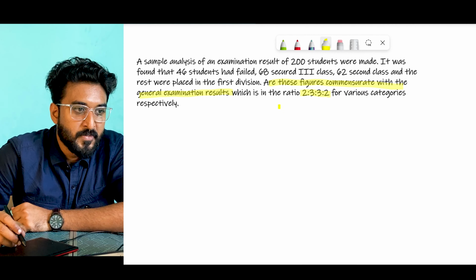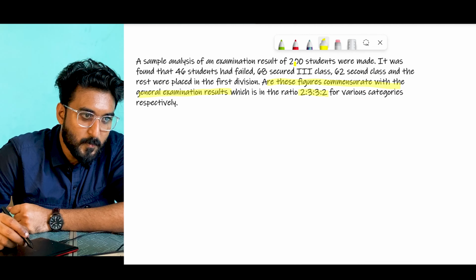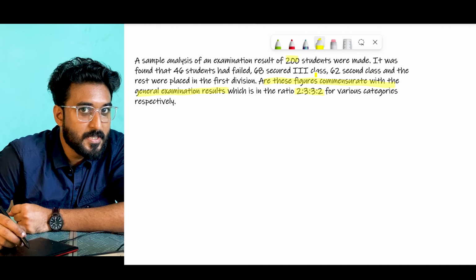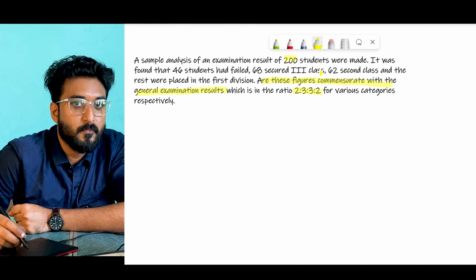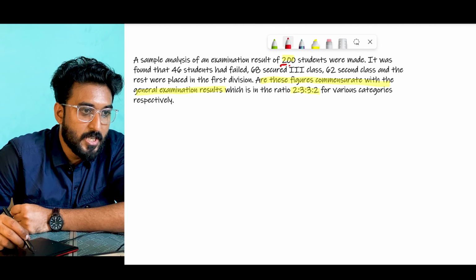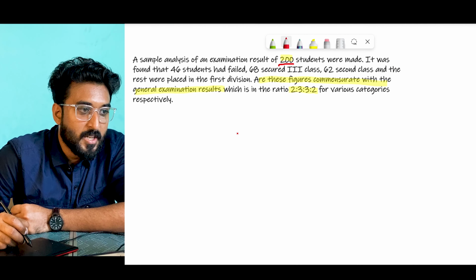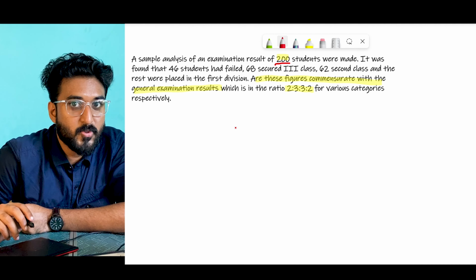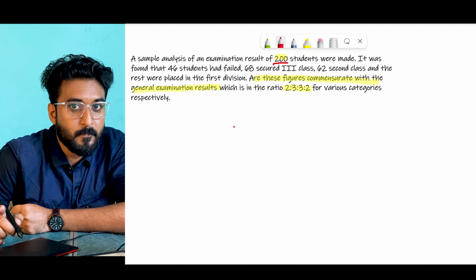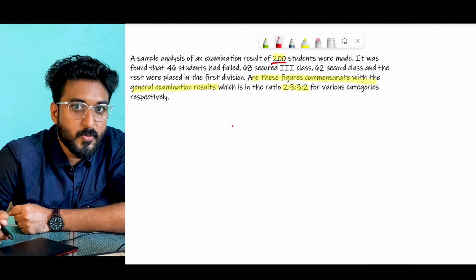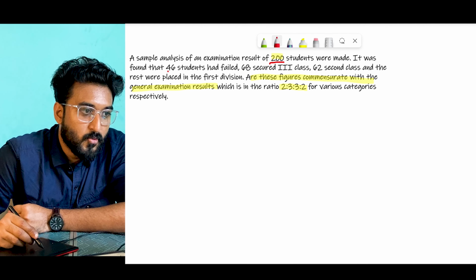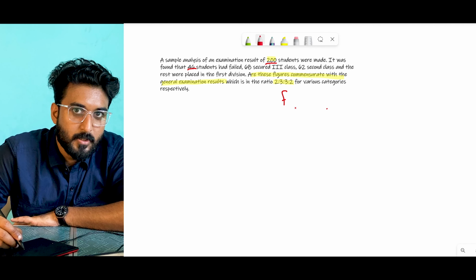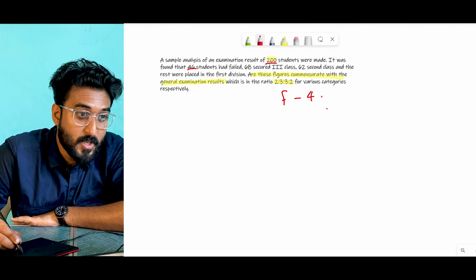It's very clear. So what is the question actually? A total of 200 students attended, which means the total frequency is 200. Clear? And it was found, which means we observed something, that is, observed frequencies. What are the observed frequencies? 46 students failed. These are observed frequencies.